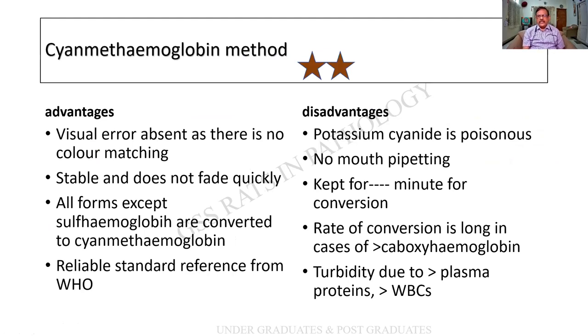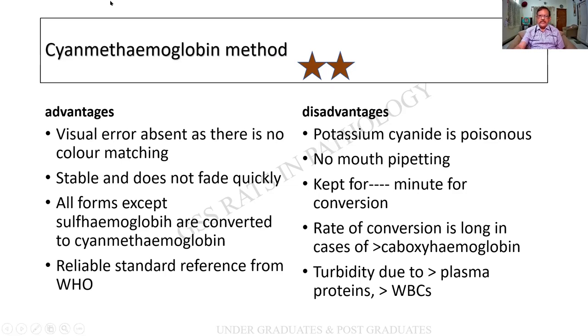What are the advantages and the disadvantages of the cyanmethaemoglobin method? Visual error is absent, so it is being measured by the instrument. It is stable. It does not fade very quickly. All forms except the sulfhemoglobin are converted to cyanmethaemoglobin. And there are reliable standard references from the WHO. This test has stood the test of time.